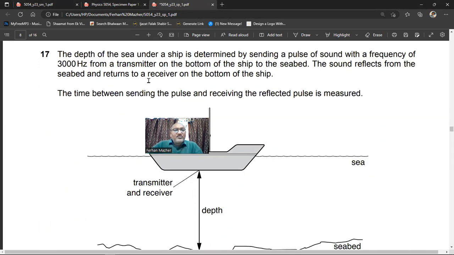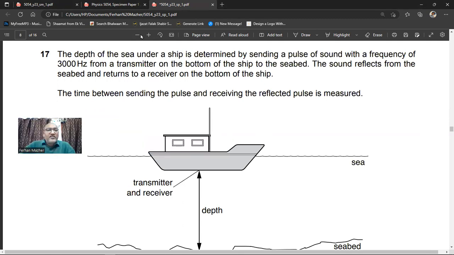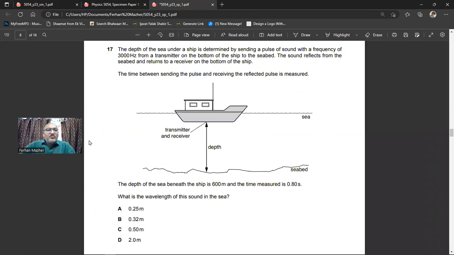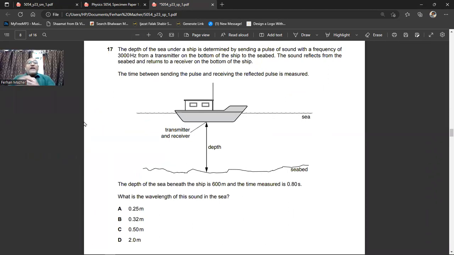Okay, so we are going to the next question. And the next question is about a ship. So we are talking about a ship. The depth of the sea under a ship is determined by sending a pulse of sound with a frequency of 3000 hertz from a transmitter on the bottom of the ship to the seabed. The sound reflects from the seabed and returns to a receiver on the bottom of the ship. The time between sending the pulse and receiving the reflected pulse is measured. The depth of the sea beneath the ship is 600 meters and the time measured is 0.80 seconds. What is the wavelength of this sound in the sea?